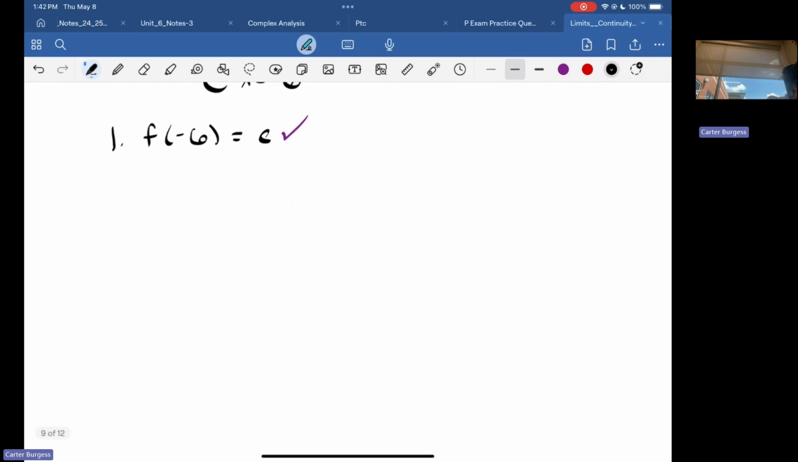Okay. Step 2. What do we need to demonstrate for step 2? Left and right hand limit agree. So we need to look at the limit as x approaches negative 6 from the left, and the limit as x approaches negative 6 from the right. For both of these, which function am I using?